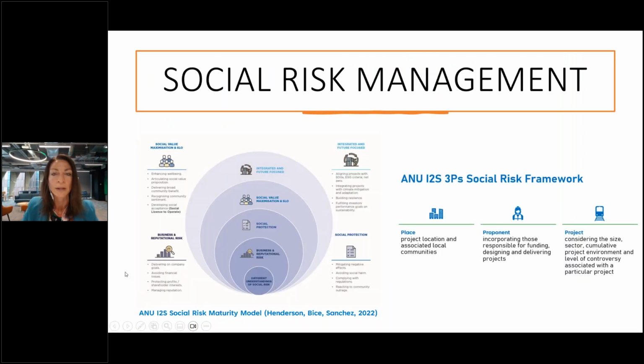We also have social risk management frameworks available. So when we talk about systematic, accessible, and comparable, social risk management is absolutely a critical part of this. It integrates really well with social impact assessment and can be an ongoing means of risk identification, assessment, and management. We've developed a social risk maturity model, which gives us a framework for social risk management. And we also have our I2S 3Ps framework, Place, Proponent, Project, which provides you with a risk management framework of the most common social risks facing major projects and indicators for beginning to assess those, advice on how to respond. So plenty of tools and frameworks available to support the how.